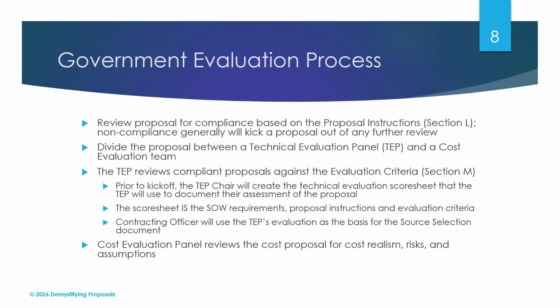And then each member of the team will do an evaluation, and then they'll come together and they'll come up with an overall score for each proposal across the technical evaluation panel. And then the contracting officer will use those evaluations as the basis for their source selection document. The cost evaluation panel reviews the cost proposals for things like cost realism and risks and any assumptions that the offeror may have made in developing their cost pricing. So their process is different, but in parallel to the technical evaluation panel.